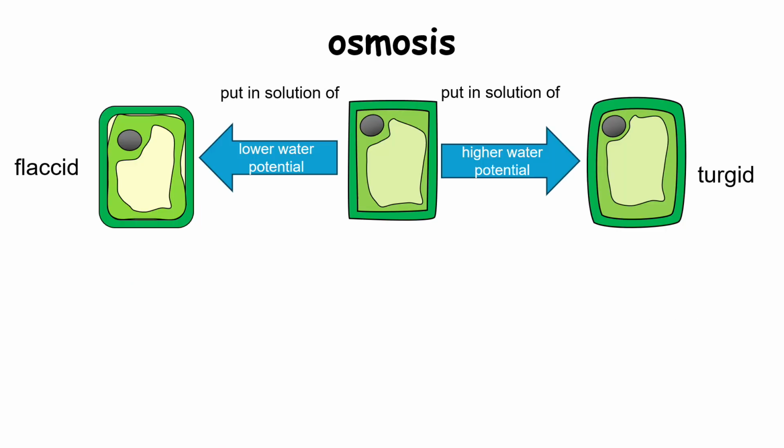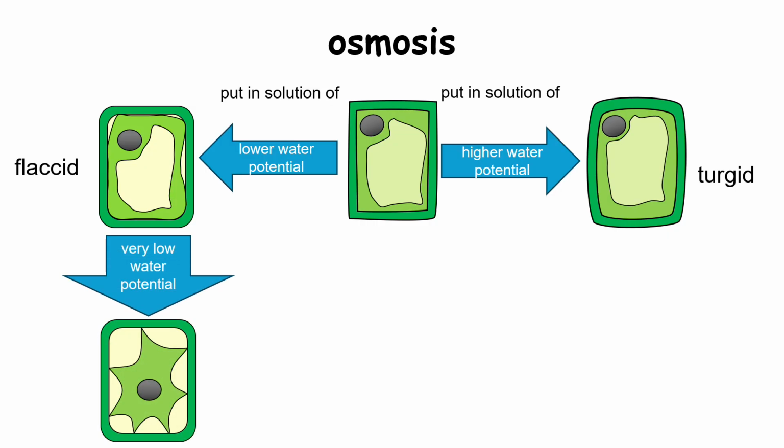For plant cells in a solution of lower water potential, water molecules will move out by osmosis, causing the cell to become flaccid. In a solution of even lower water potential, the cell membrane will tear away from the cell wall and the cell is said to have plasmolysed. In a solution of higher water potential, water molecules will move in by osmosis, and the cell becomes turgid instead of bursting as it has a cell wall.